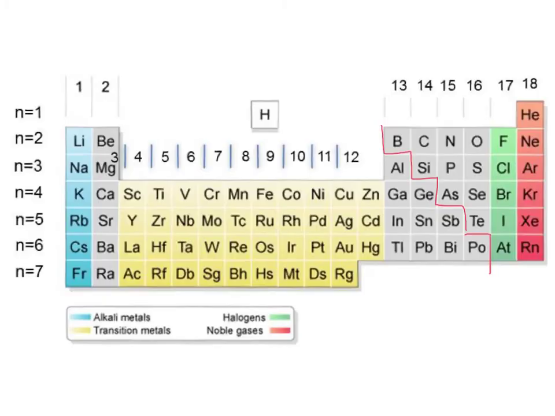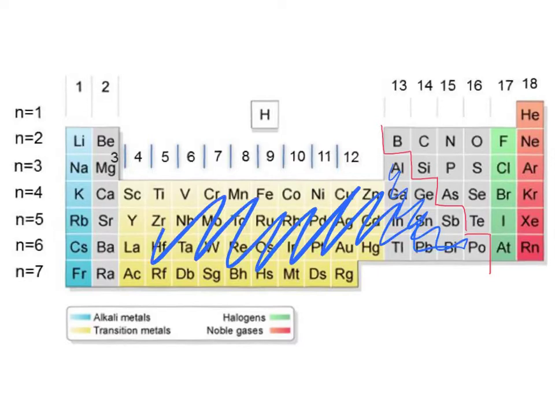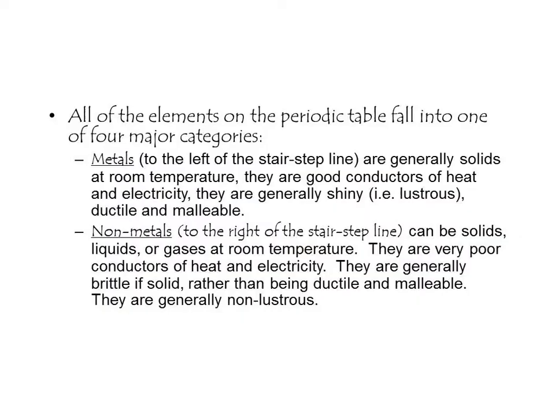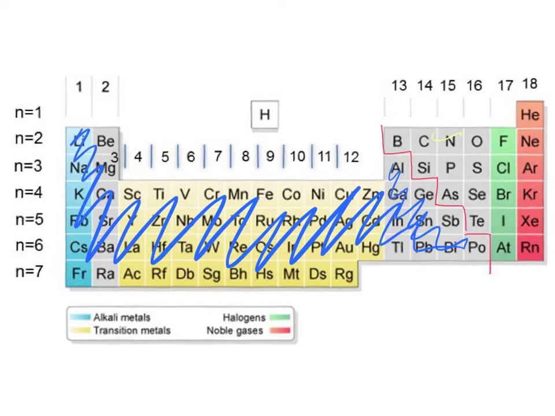So here's the periodic table, and I said the metals are to the left of the staircase. So all the elements that are to the left of the staircase are considered metals. The next major category are the nonmetals, and they are typically solids, liquids, or gases at room temperature, but they're not very good at conducting heat or electricity and are very brittle and not lustrous. They are typically found to the right of the stair-step line. The nonmetals are to the right of the staircase.